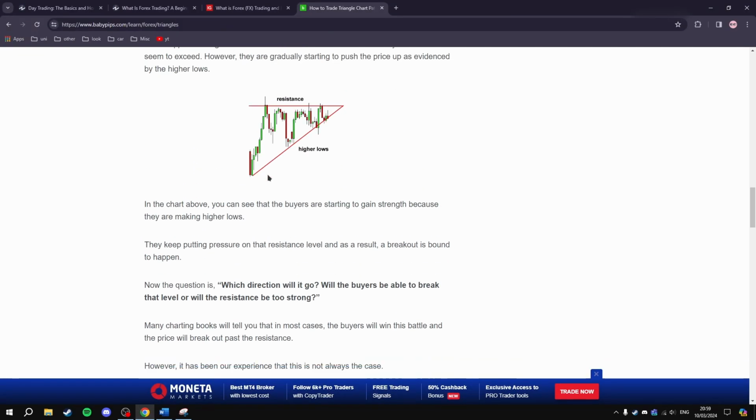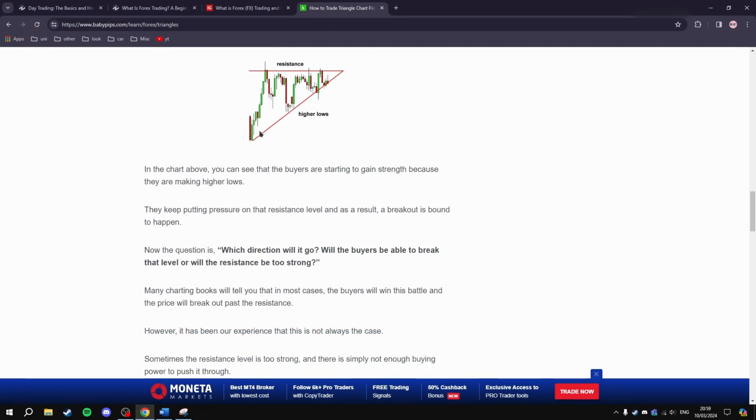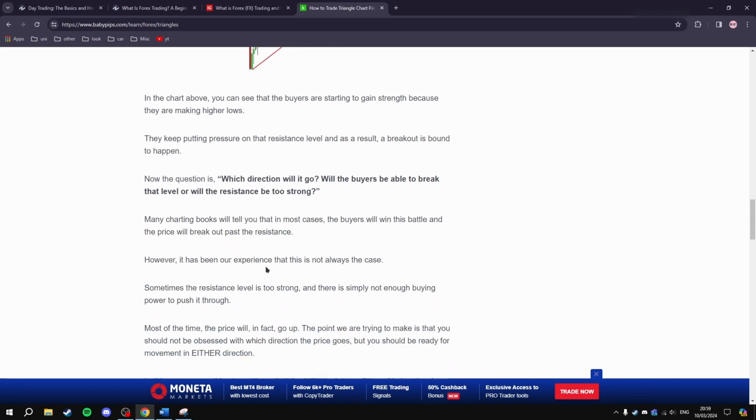In the chart above, you can see that the buyers are starting to gain strength because they're making higher lows. They keep putting pressure on that resistance level, and as a result, a breakout is bound to happen. Now the question is, which direction will it go? Would the buyers be able to break that level, or would the resistance be too strong?